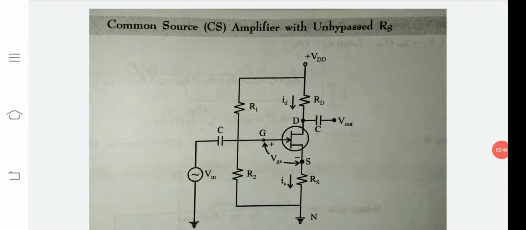Now, common source amplifier with unbypassed RS. In this topic, source is common for input and output, so it is called common source amplifier with unbypassed RS. RS is not bypassed here. So the analysis of this MOSFET FET circuit is discussed here.